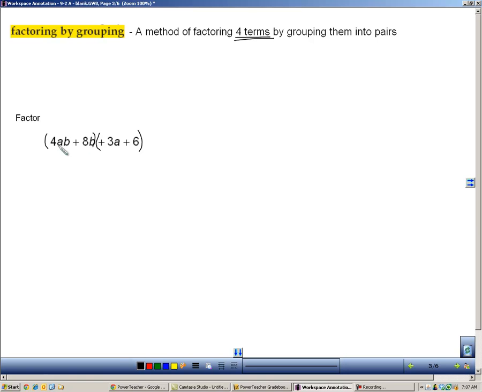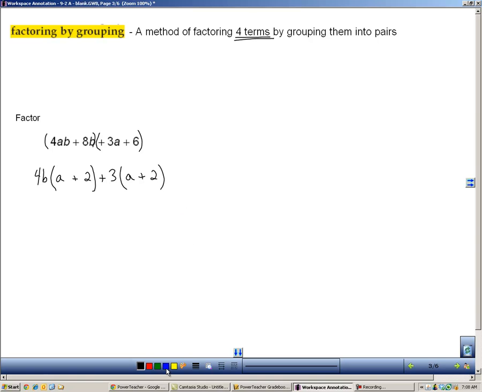Now let's look at the first group, 4ab and 8b, and we'll factor out a GCF of 4b. When I do that, what's left behind? An a plus a 2, because 2 times 4b would give me 8b. Remembering that factors are things that are being multiplied. In the second group, what do I take out? A positive 3, and what's left? An a plus 2.